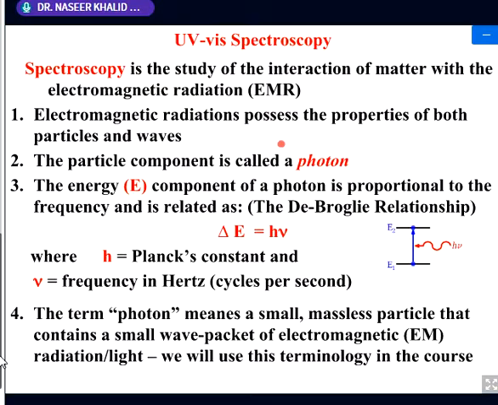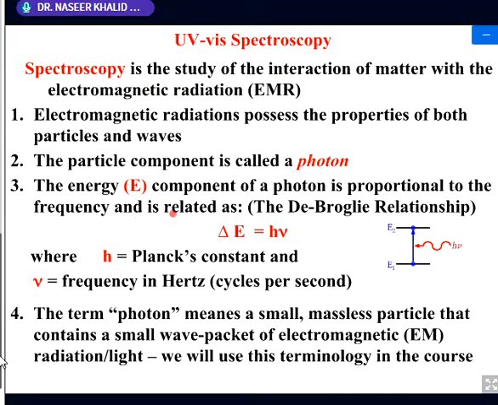Now, there are certain basic things you must know in UV visible spectroscopy. Up till now we know that spectroscopy is the study of interaction of matter with the electromagnetic radiation, EMR. Now, electromagnetic radiation possesses the properties of both a particle as well as a wave. The particle component is called a photon. So the particle property is known as photon.